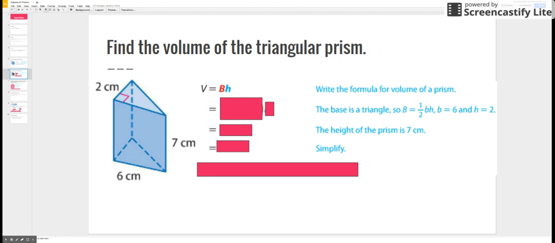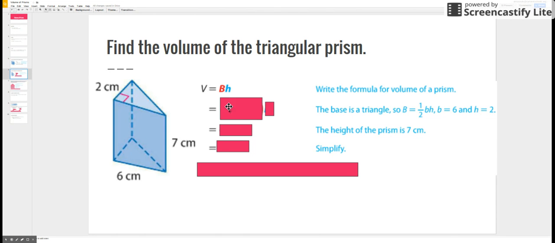Okay, let's look at our next example. Find the volume of the triangular prism. So for this, you have volume equals capital B, the area of your base, times your height. Let's choose one of the bases. It doesn't really matter which one. I'll choose this one just because it's at the bottom. So you're finding the area of this triangle. If you remember, prisms have two congruent bases, or faces, both the same, that are parallel to each other. So this is congruent to this.